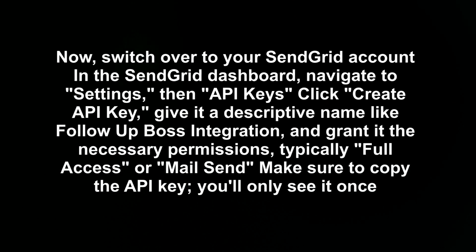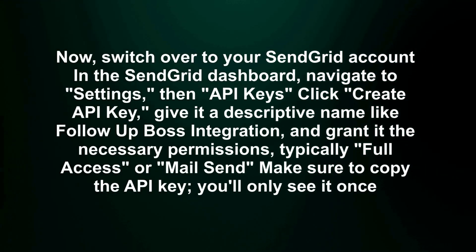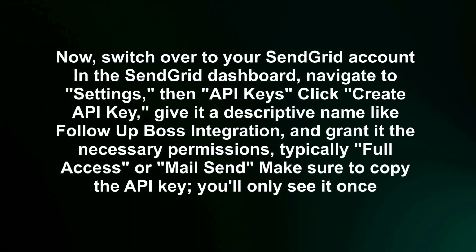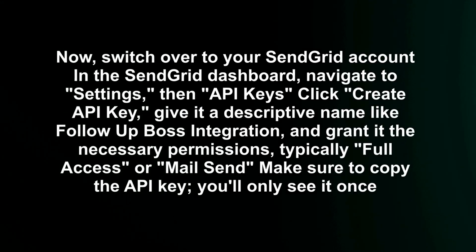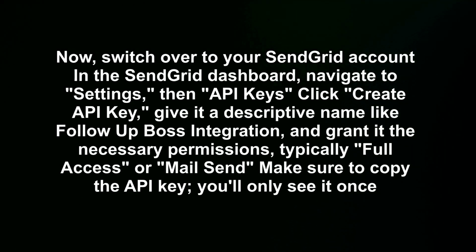Now, switch over to your SendGrid account in the SendGrid dashboard. Navigate to Settings, then API Keys. Click Create API Key. Give it a descriptive name like Follow Up Boss Integration, and grant it the necessary permissions, typically full access or mail send. Make sure to copy the API key. You'll only see it once.